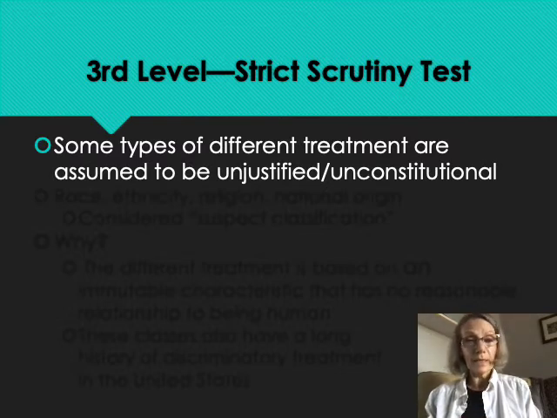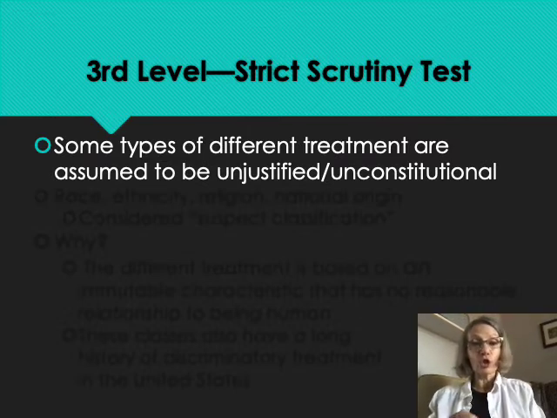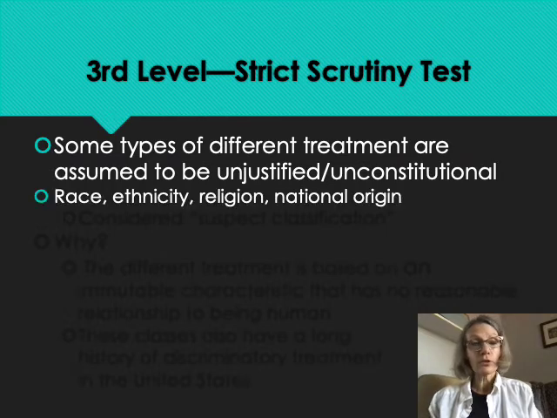Now, this brings us to the third level, the strict scrutiny test, okay? When a law treats different people differently, there are some types of different treatment that raise a red flag for the Supreme Court. They basically assume that this different treatment is unjustified and unconstitutional, and they're going to give that different treatment strict scrutiny. And that's why they use a strict scrutiny test.